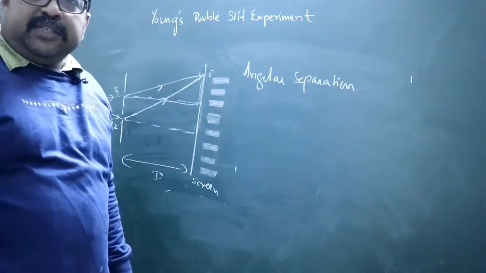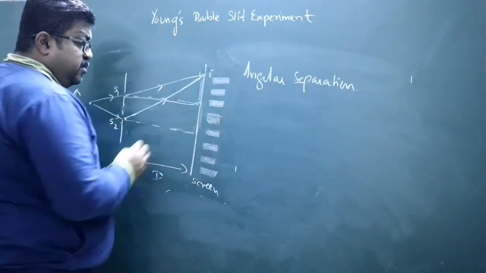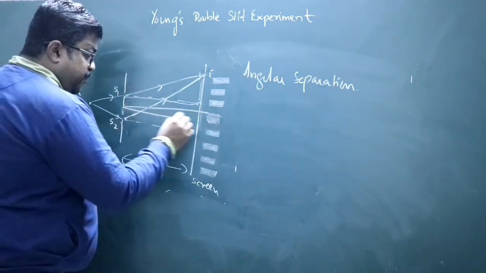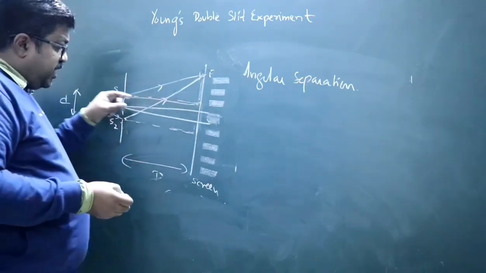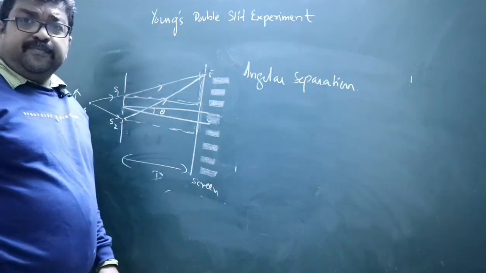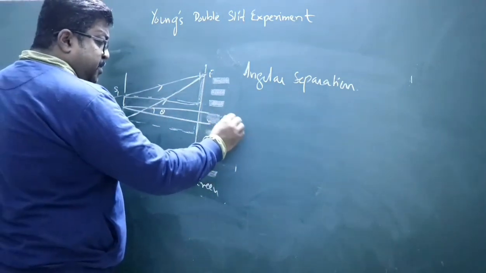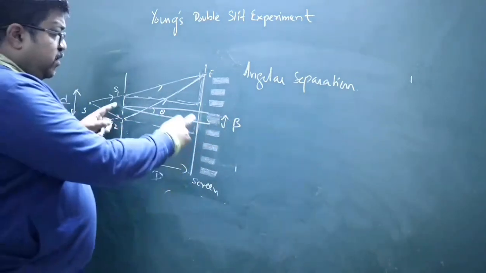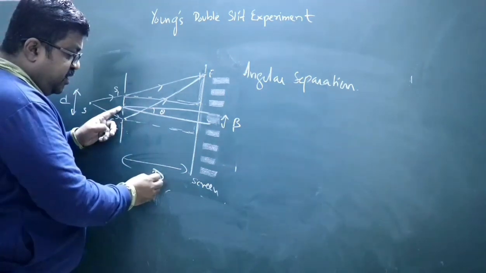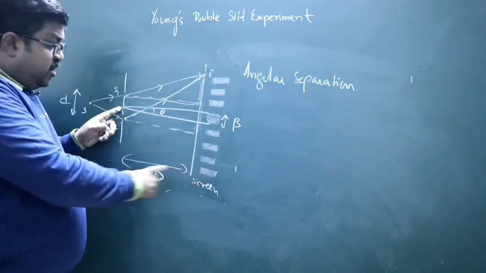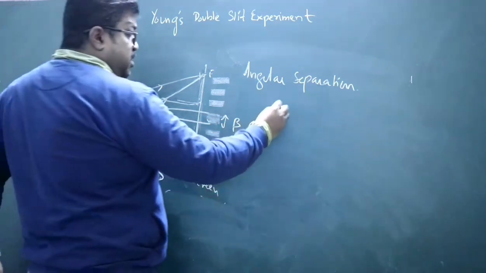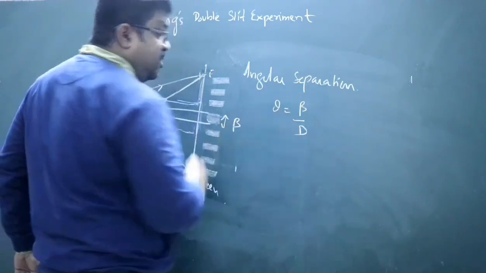Then what is angular separation? Suppose this is the bright fringe. The angle formed by the fringe at the plane of the slits, this angle theta, is called angular separation. As you can see, this is beta. If you consider this as an arc beta and this radius as D, where D is the distance between the slits and the screen, then angle equals arc length by radius. So theta is equal to beta by D.